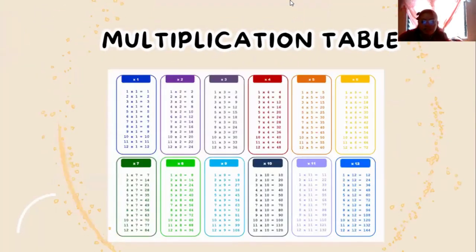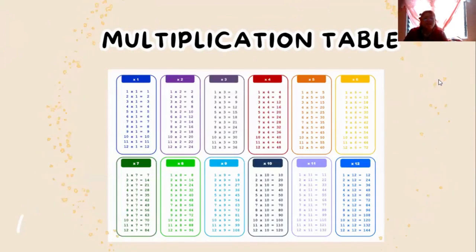Multiplication table. So here's the multiplication table that we have. So 1 times 1, 1. 1 times 2, 2. 1 times 3, 3. 1 times 4, 4. 1 times 5 is 5. 1 times 6 is 6. 1 times 7 is 7. 1 times 8 is 8. 1 times 9 is 9. 10 times 1 is 10. 11 times 1 is 11. And 12 times 1 equals 12.